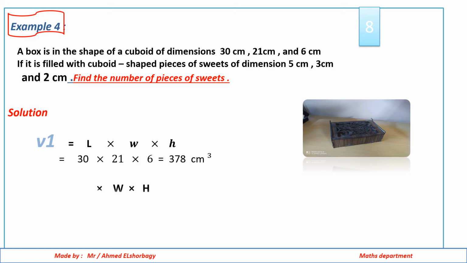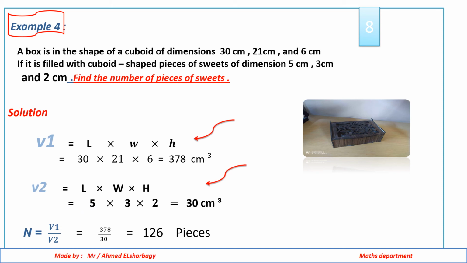We can get the volume of the piece of the sweet. We have 3 dimensions, length and width and height. So from the rule, length times width times the height equals 5 times 3 times 2 equals 30 cubic centimeters. So from 1 and 2 we can find the number of pieces. So volume 1 over volume 2, 378 over 30 equals 126 pieces.